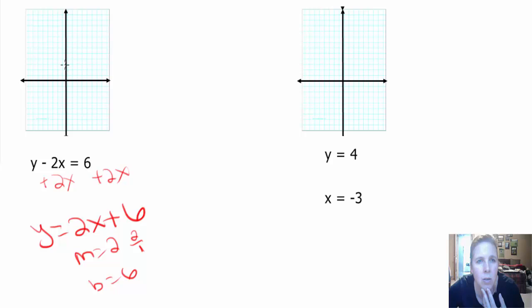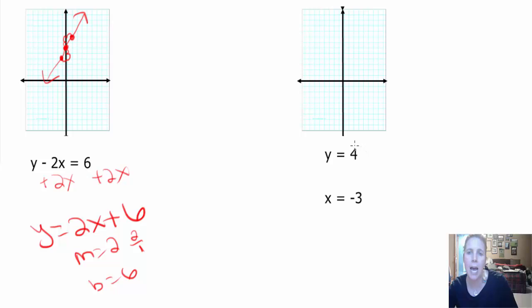Okay, so we're going to start at 6. 1, 2, 3, 4, 5, 6. And then we're going to go up 2 to the right 1, which is the same as down 2 to the left 1. Okay, you only have to do 3 points. You can do more if you'd like.